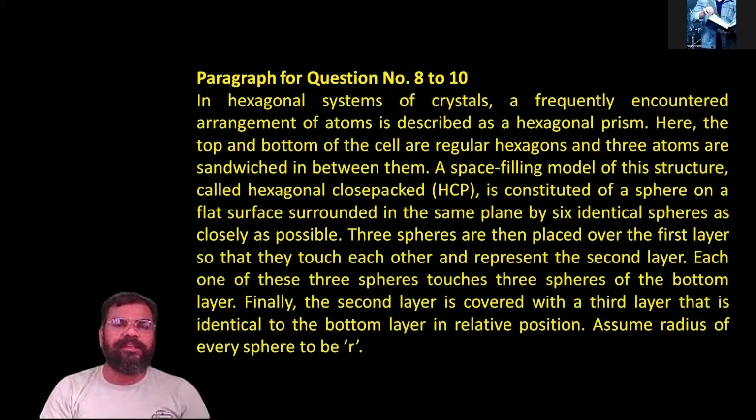So let us see that in a hexagonal system of crystal, a frequently encountered arrangement of atoms is described as a hexagonal prism. Here, the top and bottom of the cell are regular hexagons and three atoms are sandwiched in between them. A space-filling model of this structure is called the HCP structure. So HCP, hexagonal close-packed structure they have given over here, is constituted of a sphere on a flat surface surrounded in the same plane by 6 identical spheres as closely as possible.